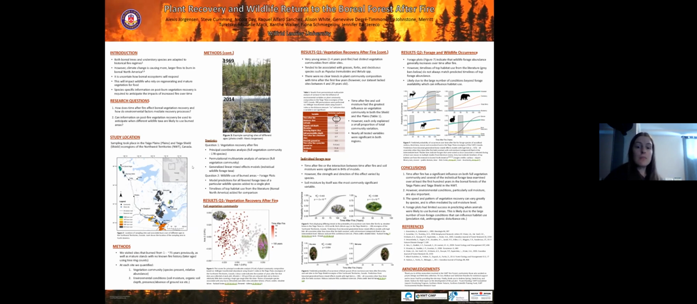However, given the large number of variables that can influence habitat selection, forage projections alone may not be enough to predict when animals such as moose or caribou are likely to use burned areas. However, they are a valuable piece of the puzzle.